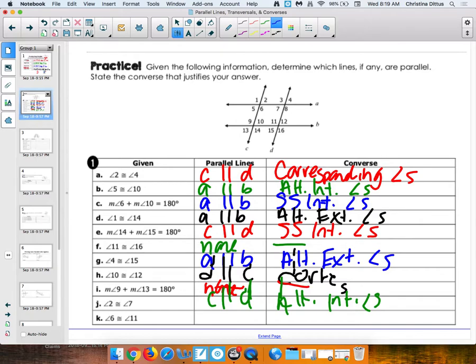6 and 11. None. Good. 6 is with A and C, 11 is with B and D. So I don't know, nada.